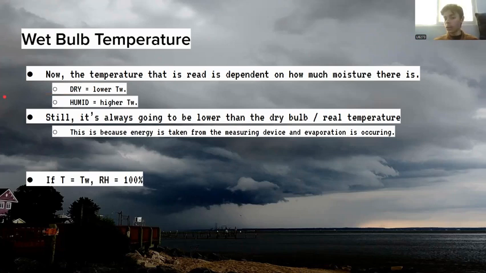Still, it's always going to be lower than the real temperature. It's not possible for it to be above it, just like our dew point temperature. And if they're equal to each other, then our relative humidity is going to be 100%. That's the same thing: if our dew point temperature is the same as our real temperature, we'll know that there's saturation as well.